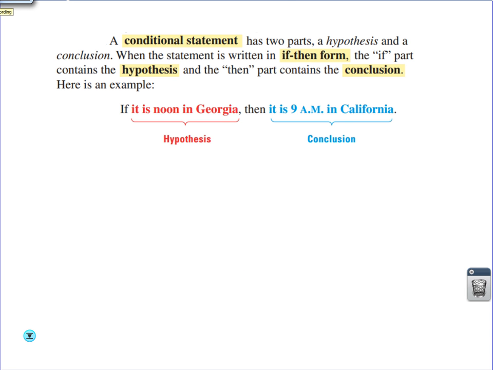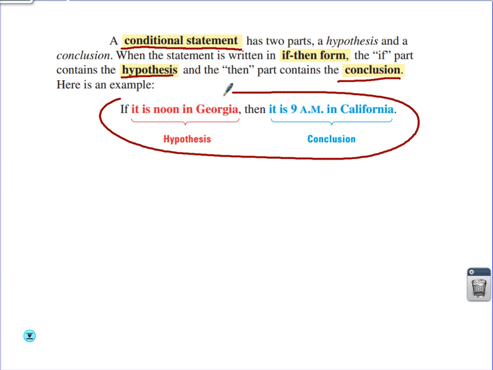Next topic, conditional statements. Need to know this definition. A conditional statement has two parts, a hypothesis and a conclusion. There's some more words that you need to know. And what you can do, you can actually write it like this. This is an example of a conditional statement. A lot of times conditional statements are called if-then statements. If it is raining, then I'll carry an umbrella. You use conditional statements every day. Okay? Under what conditions will something happen is what a conditional statement is. If this happens, then this is going to happen.